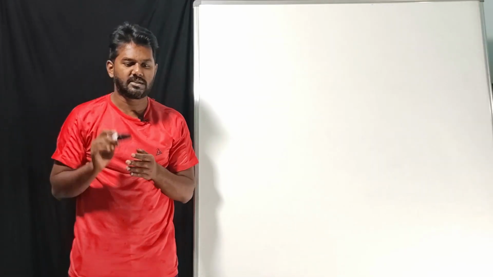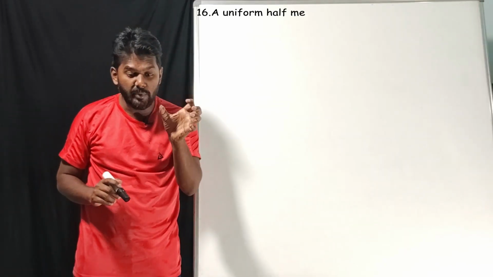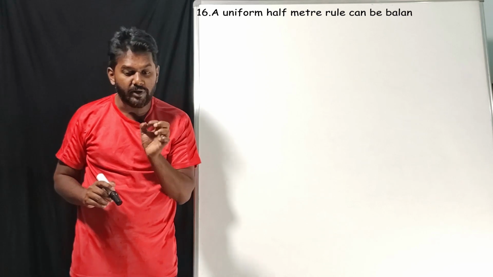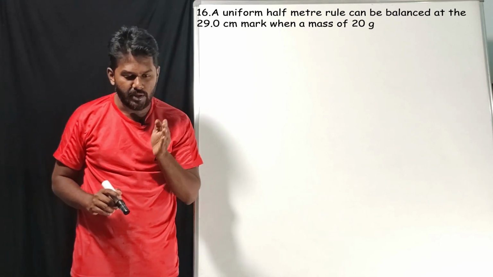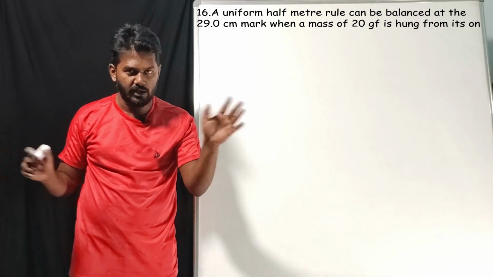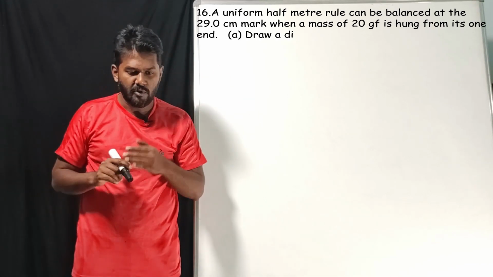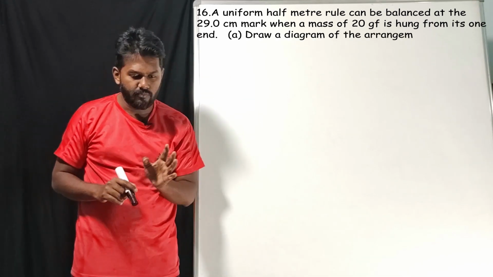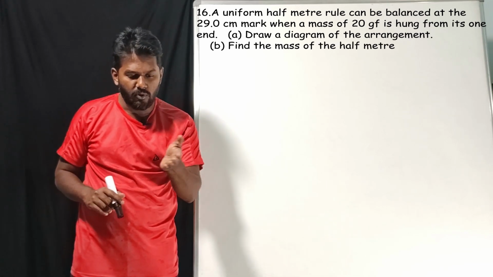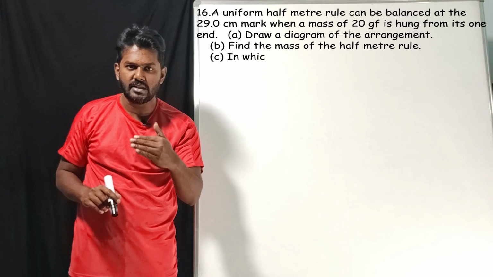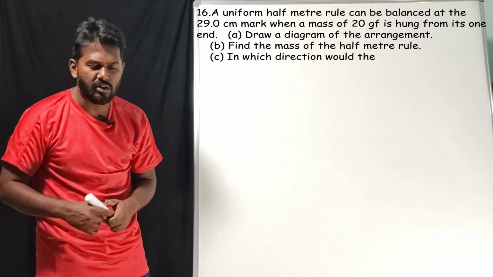Question number 16. A uniform half meter rule can be balanced at the 29 centimeter mark when a mass of 20 gram is hung from one end. So this is the given data. We have to draw the diagram and find the mass of the half meter scale. Okay, and one more question we have. We will discuss this last question at the end, once we solve the first two.